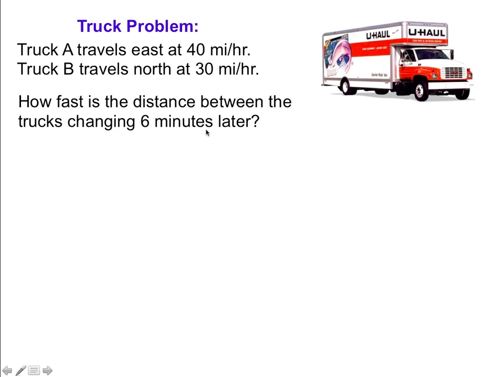So 6 minutes later is 6 out of 60 minutes. That's 1/10 of an hour. And I say that because these units are in hours right here. So in order to set up where they are 6 minutes into their trip, we need to find out how far they've traveled after 6 minutes. So the truck that's going 40 miles per hour times 1/10 of an hour is going to be 4 miles away. And truck A, so this represents 4 miles east of where we started.